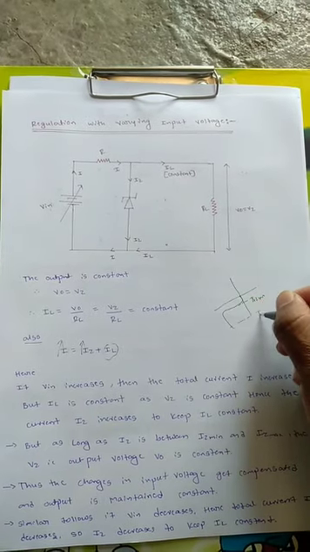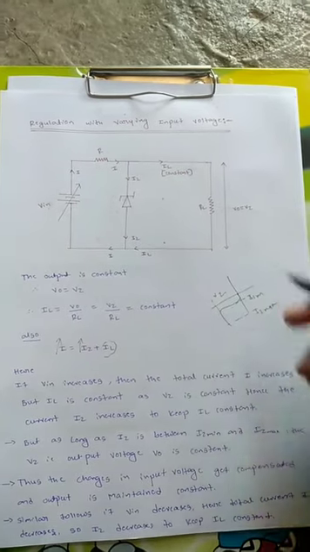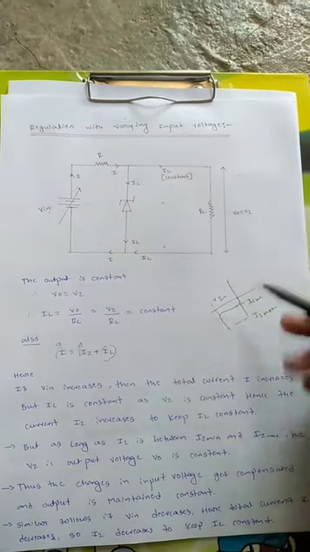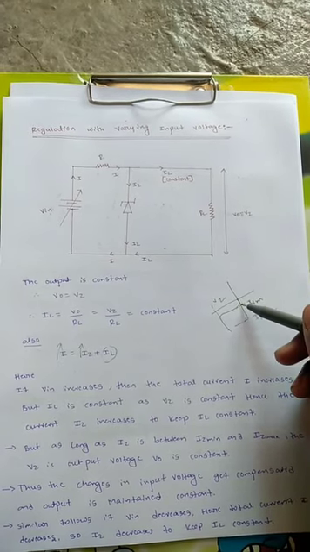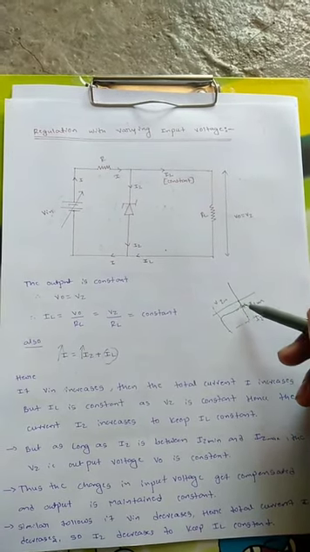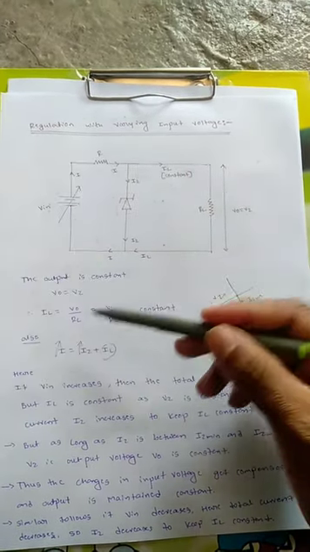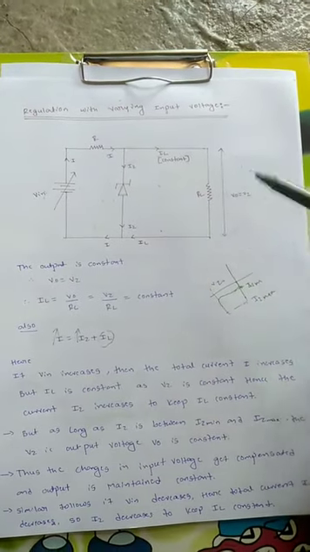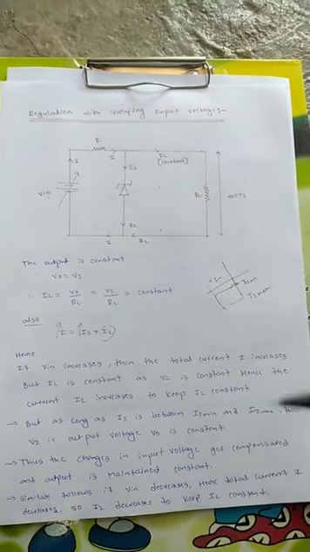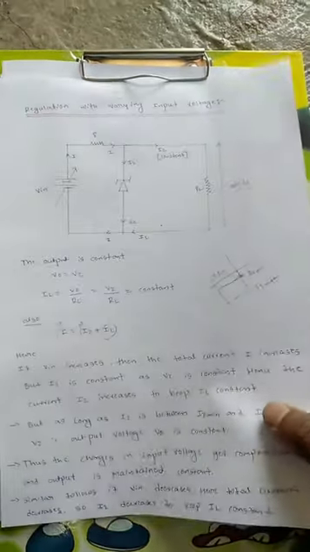So in the characteristics, as we have seen, this is the IZ minimum and this is the IZ maximum point. This is the breakdown voltage VZ. So IZ will increase from this point to this point. As long as it is between these two points, the output voltage VZ is constant. That's why, even if Vin increases, there is no change in the output voltage V0. So like this we will be getting a regulated voltage for the varying input voltage. So this is the case for varying input voltage.